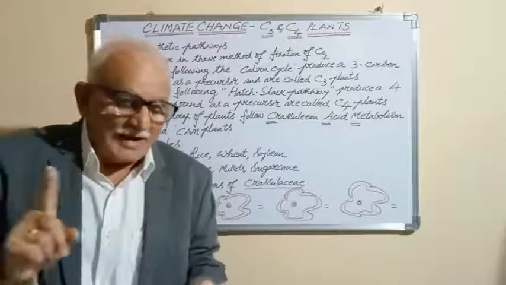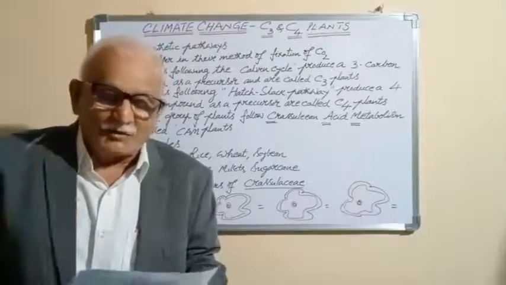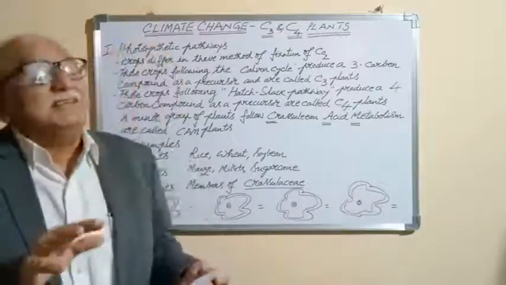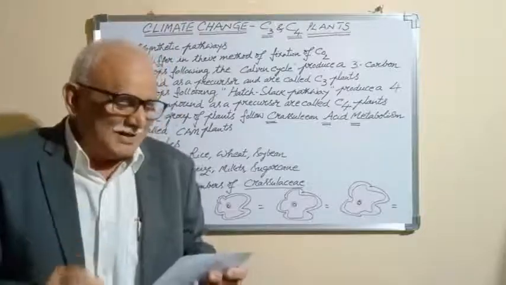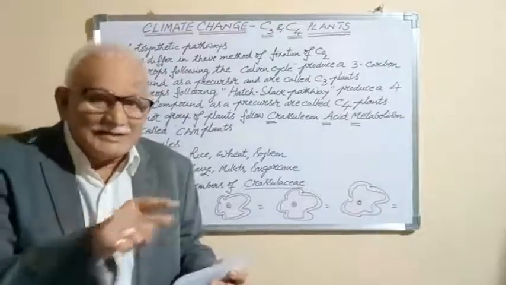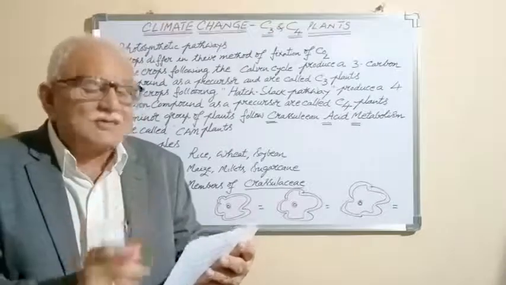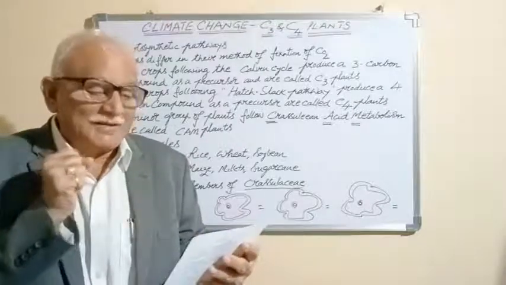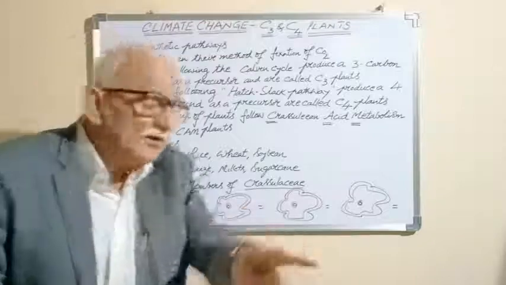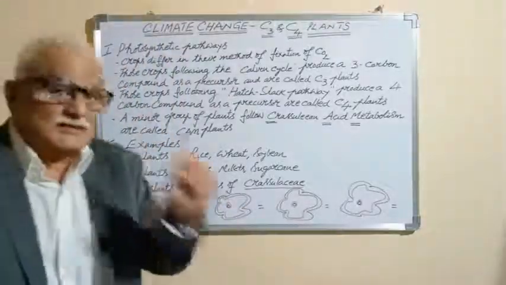Now, on an average, a doubling of CO2 will increase the yields of the crop at least by 30%. This is an interesting point from crop physiological point of view. Current levels of CO2 are a limiting factor in photosynthesis of C3 plants. This is one of the research findings.